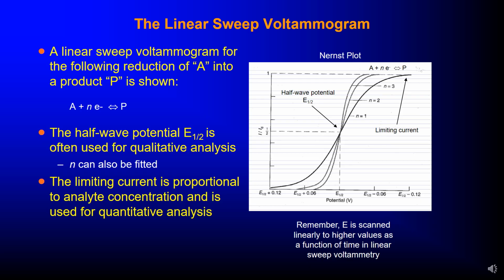You can see the half wave potential is often used for qualitative analysis and can also be fitted. And then the limiting current is proportional to analyte concentration and is used for quantitative analysis.